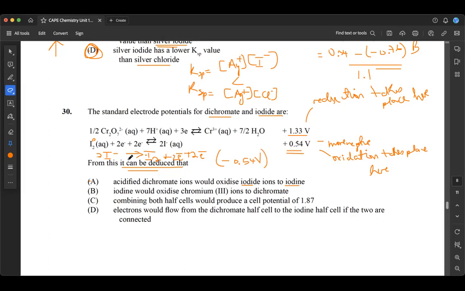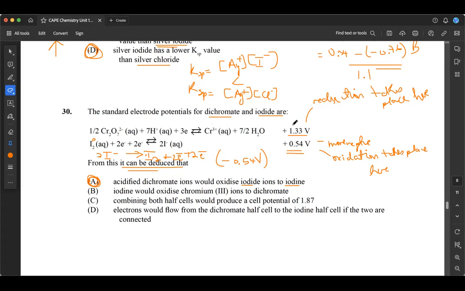So this is the one where oxidation is going to take place. And this other one we're going to keep the way it is, as the one where reduction takes place, because it has a more positive value for the standard electrode potential of this half cell. So let's look at it now. We have these acidified dichromate ions. They're going to get reduced. And because they're getting reduced, it means that they would be oxidizing this iodide ion to iodine. And so our answer is A. So you see how we did that analysis?